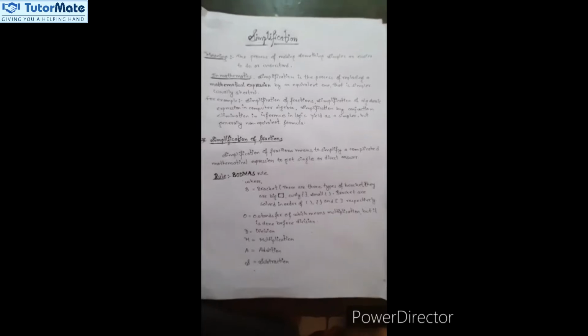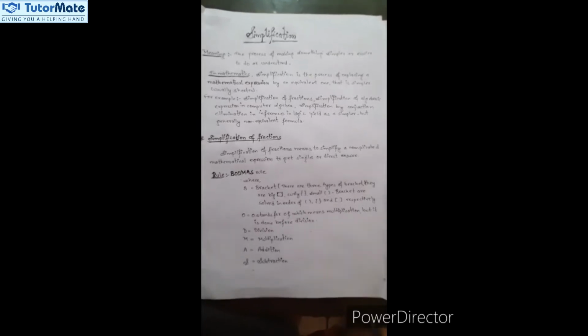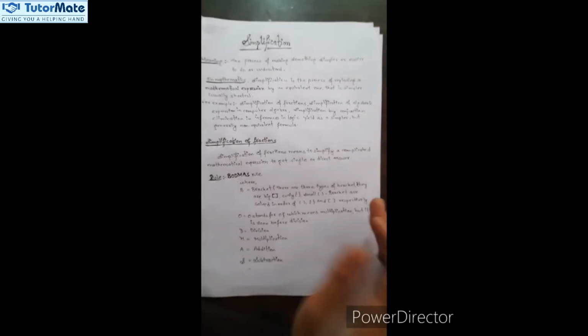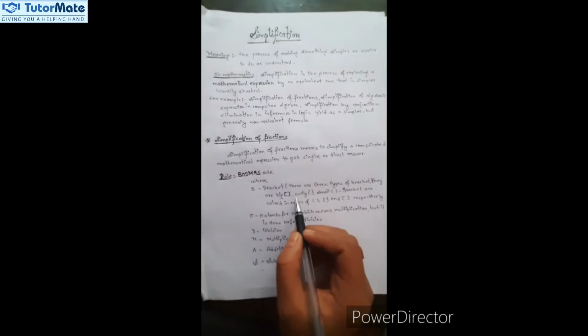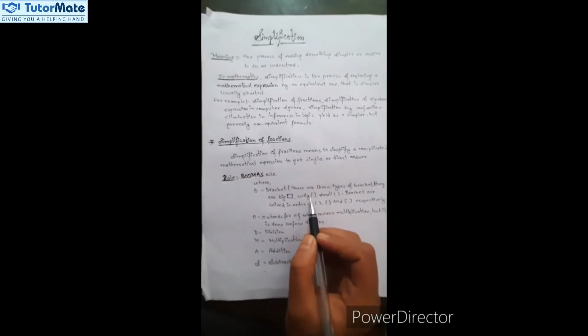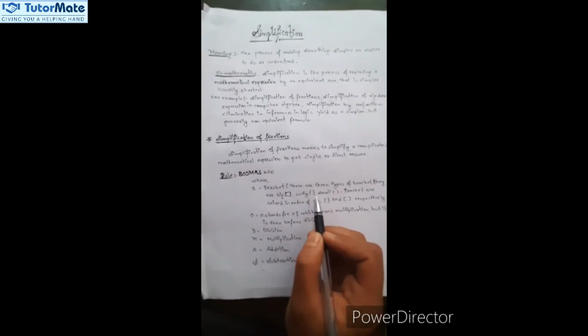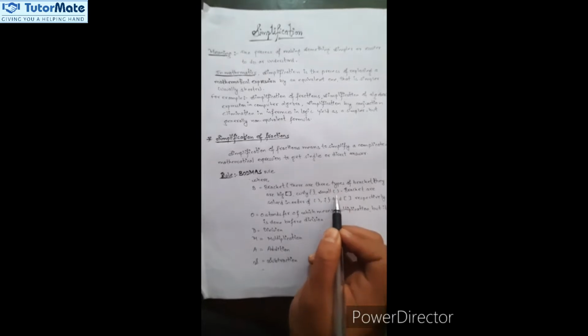Here, regarding brackets, what types of brackets are there and in which order should we follow? There are three types of brackets: big bracket, curly bracket, and small bracket. The big bracket is in the shape of a square. The curly bracket is of this type and the small bracket is of this type.